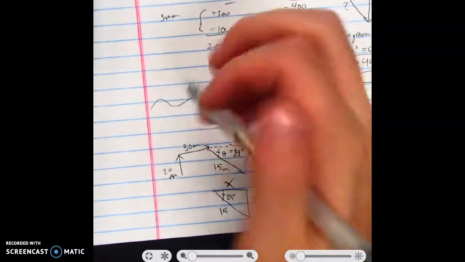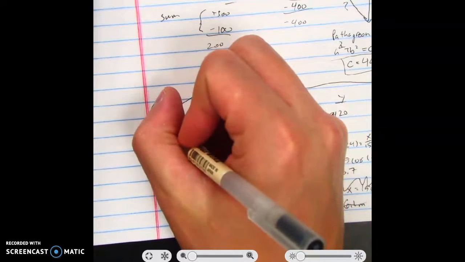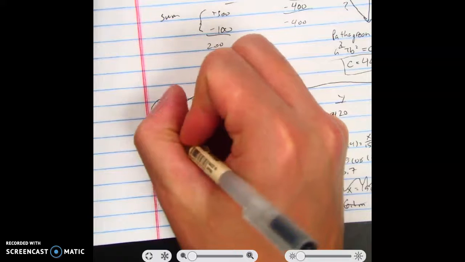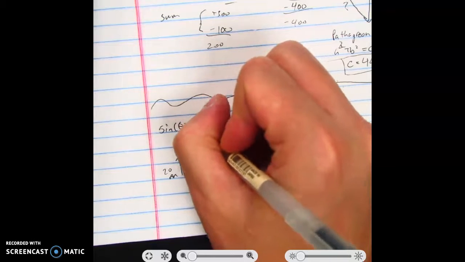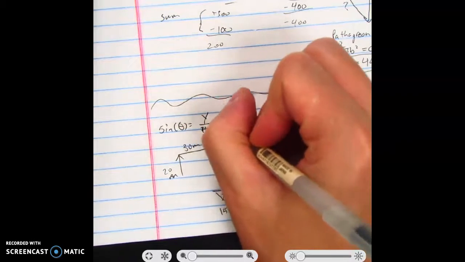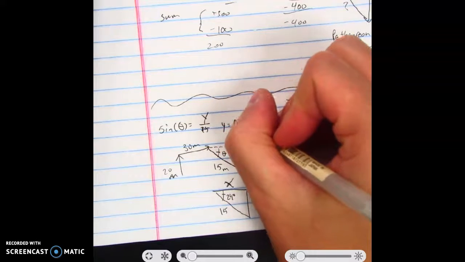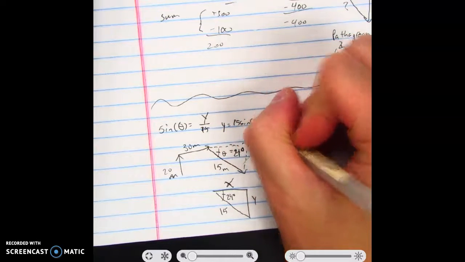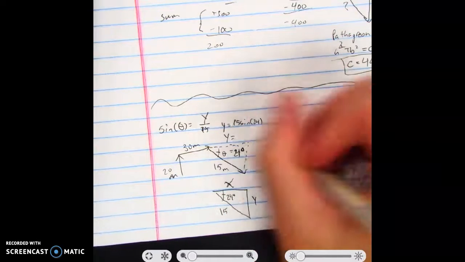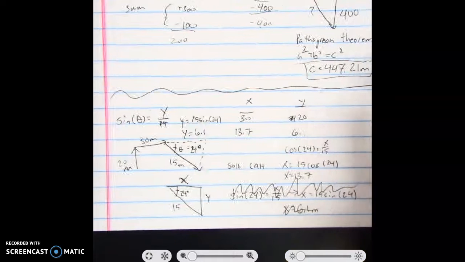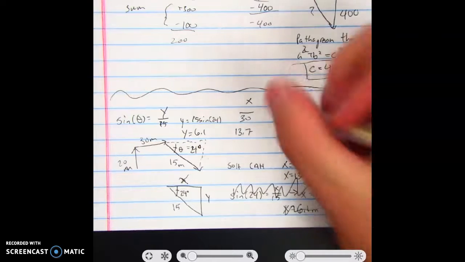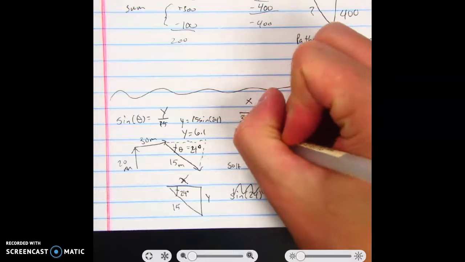I'll do that in this little spot. Man, I should not have done this at the bottom of the screen. So sine theta equals y over 15. Y is equal to 15 sine 24. Y is equal to 6.1. Yeah, it's awkward. Now, meters.